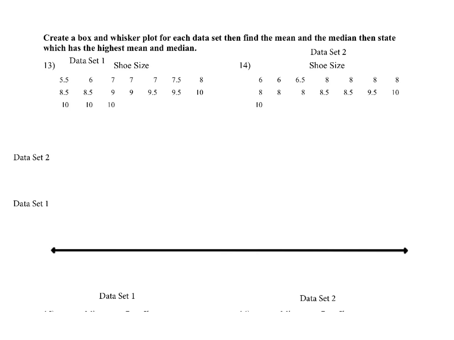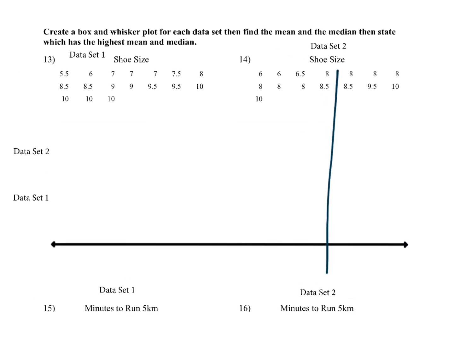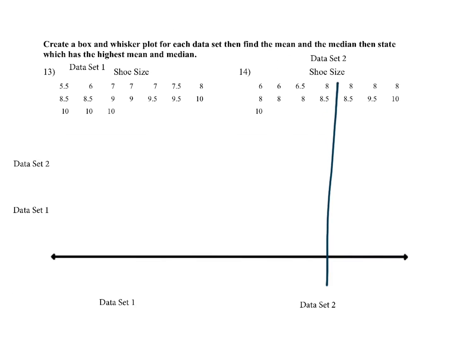So let's take a look now at these ones. And looking at these two, I would honestly prefer to do the minutes to run 5K on the calculator. So why don't we do that one on the calculator? To graph these, first we need a number line. So 5, 6, 7, 8, 9, 10. There's a lot of 0.5s, so we should probably include the 0.5s as well, huh?